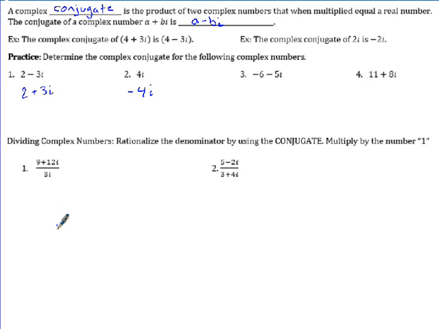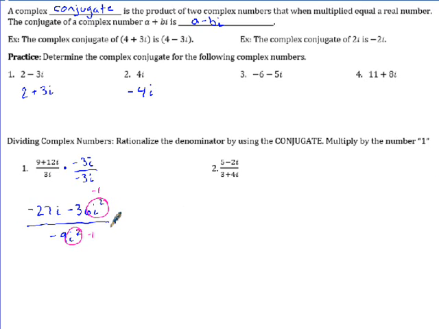And the reason we need complex conjugates is to be able to do division. When you do division, what you do is multiply by the conjugate on both the top and the bottom. So on the top, 9 times negative 3i would give me negative 27i. 12i times negative 3i would be negative 36i squared. Over on the bottom, 3i times negative 3i would give me negative 9i squared. Then both of these i squareds need to become negative 1s.